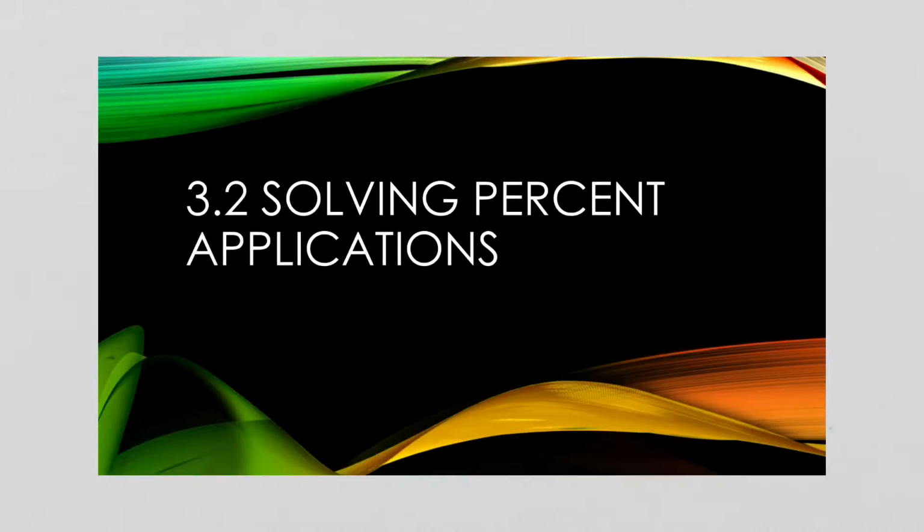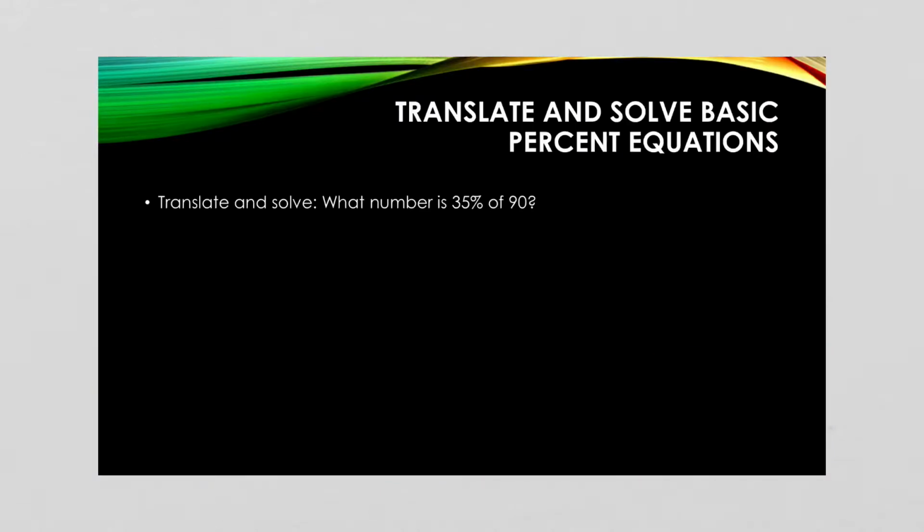Okay, so now we're going to solve percent applications. What I want you to remember on this page is the word "is." Whenever you see the word "is," the word "is" means equals. The word "of" means multiply. So whenever you read those words, that's what you should fill in for those places.